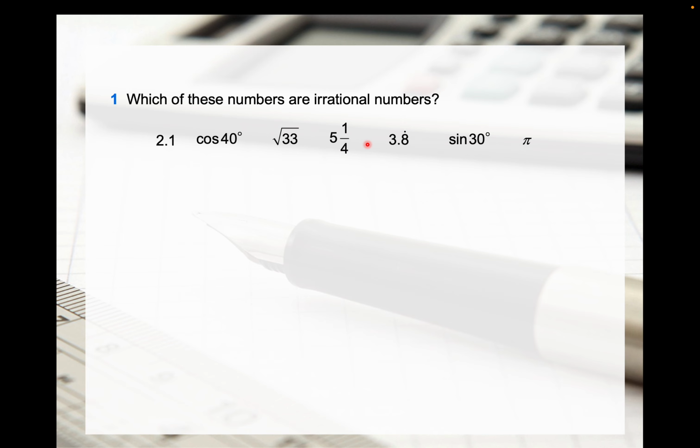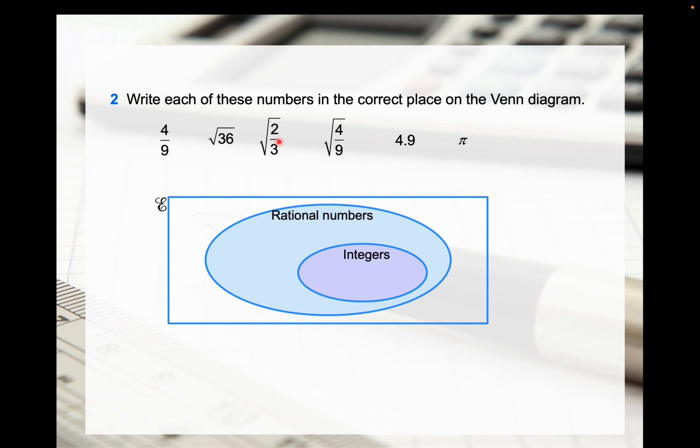Mixed number, it's rational. Recurring, it's rational. Sine 30 is also rational. If you just plug this into your calculator, you're going to see it gives you 1/2, a perfect answer, but it's not going to be true for cosine 40. And pi is also irrational. So we have here three irrational numbers. The answer is going to be cosine 40, square root of 33, and pi.